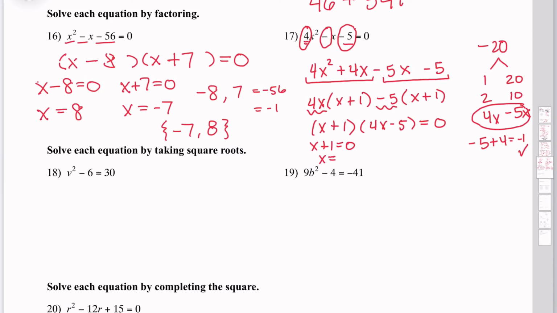The first one is equal to negative 1. The second one, set it equal to 0. Add 5 to both sides. Equals 5. Divide everything by 4. So x equals 5/4. The answers to question 17 are negative 1 and positive 5/4.